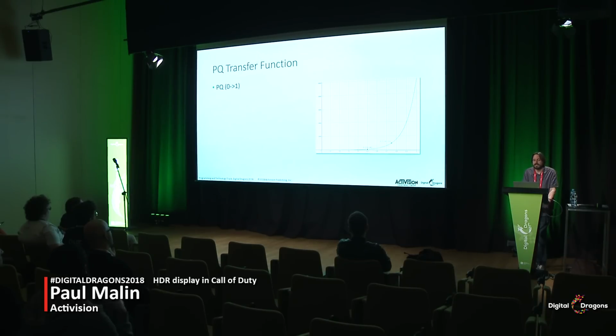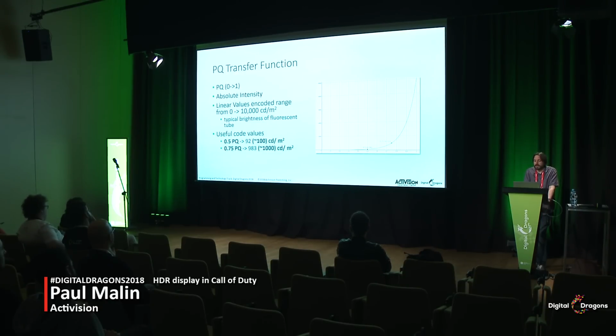PQ code values are ranged from 0 to 1. The difference from SDR is that the PQ curve represents an absolute intensity. For SDR, the values were relative, and the final brightness of the display was unknown. The linear values that PQ encodes are from 0 to 10,000 nits, which is approximately the brightness of a fluorescent tube.